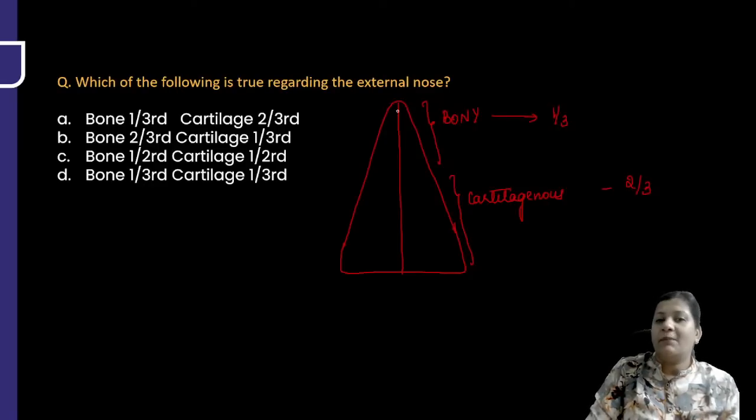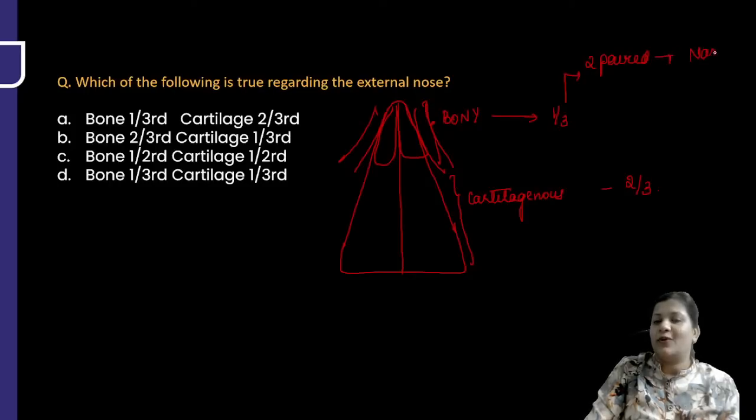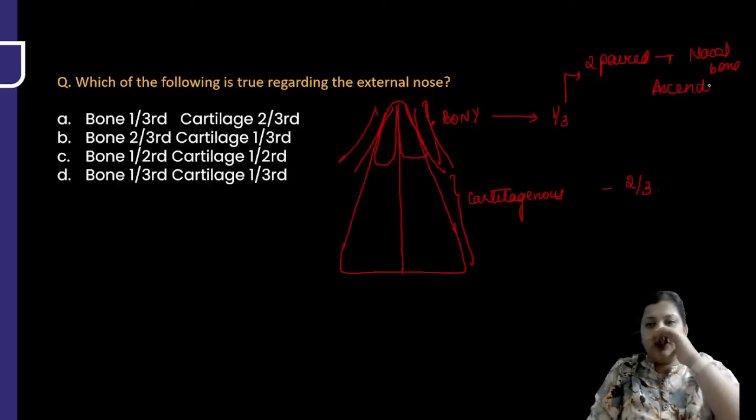Okay, so the bony part is made up of how many paired bones? 2 paired bones. One, you have got the nasal bone and you have got the ascending process of maxilla. So this is made up of 2 paired bones. Which are those 2 paired bones? The nasal bone and ascending process of maxilla.